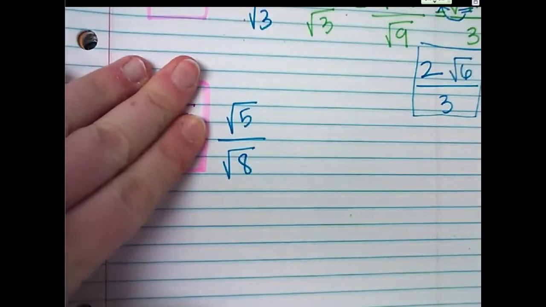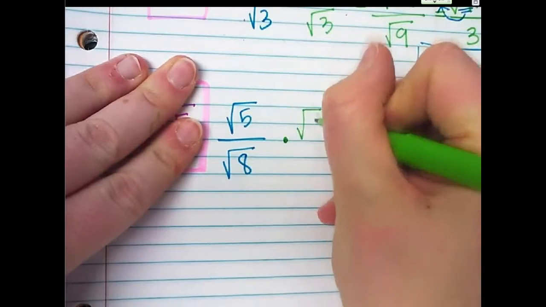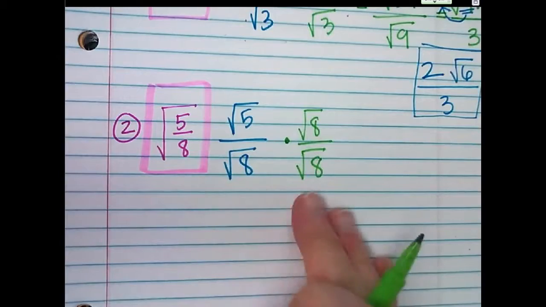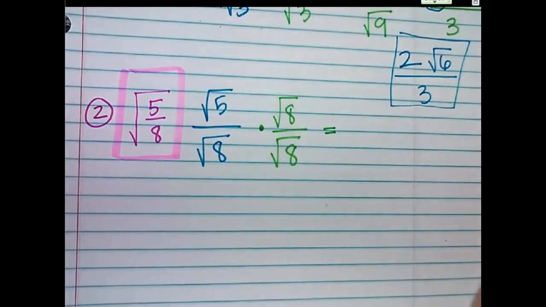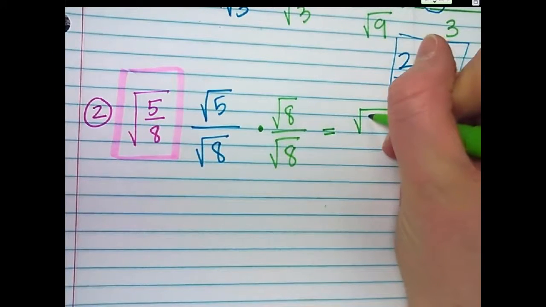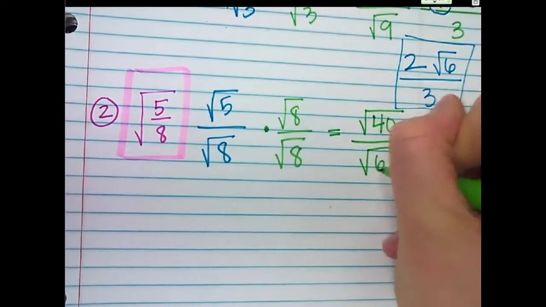So what would I multiply to get rid of the square root 8? In order to get rid of the 8, I need to multiply by another square root 8 to give me a perfect square. So what do I get on top? Square root 40. And on the bottom, square root 64.